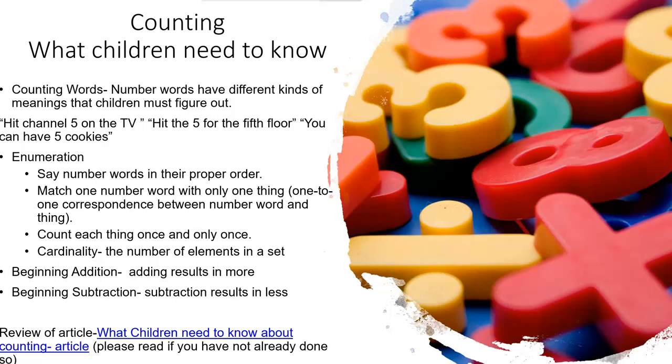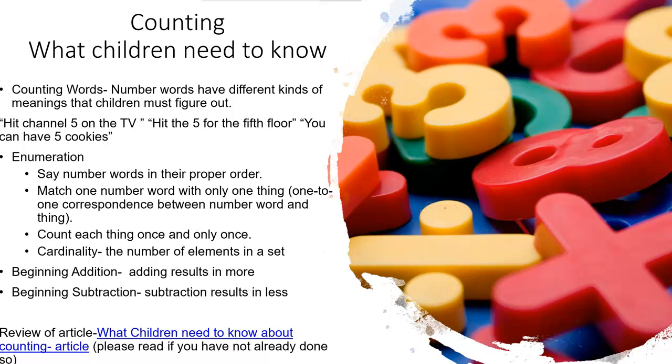We're matching one number with one thing, so one-to-one correspondence. So one object is 1 all by itself, and the second object is 2 all by itself, or you may have 3 objects, and if they're not part of a set, then they're each 1. So you want to teach them that every item, one thing, means 1.